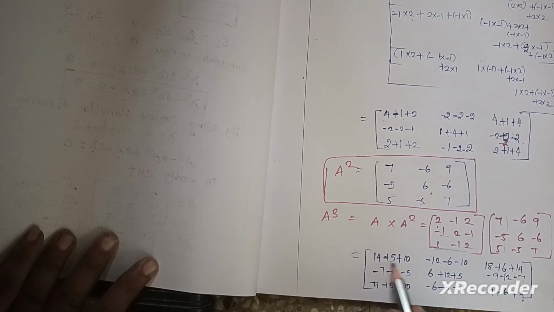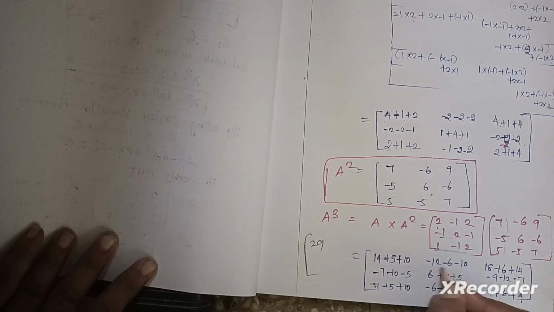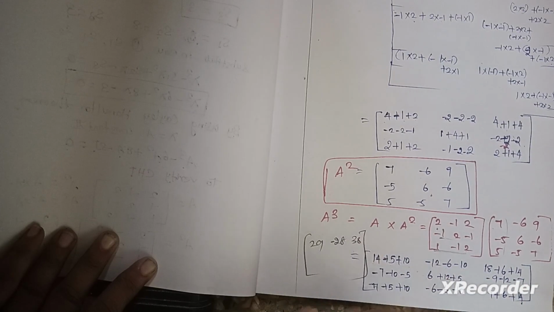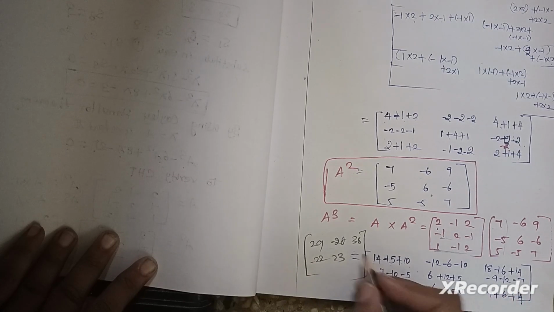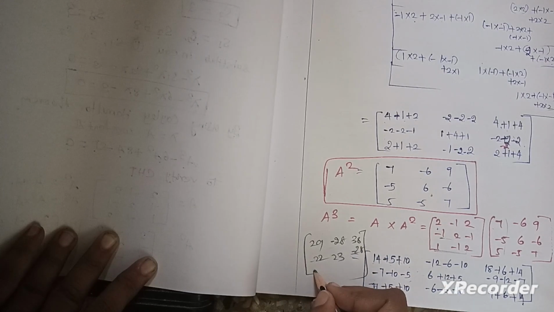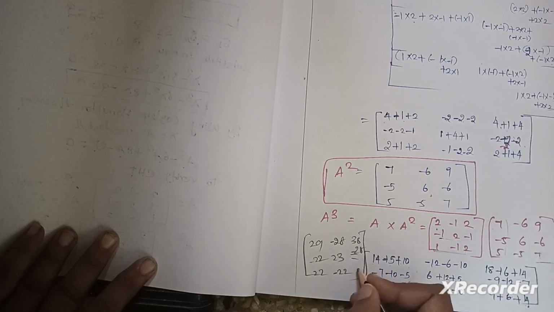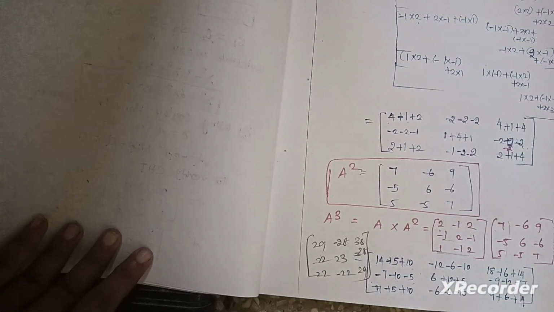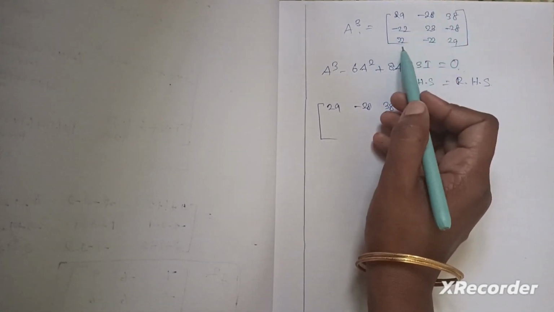On this page we get: 14 plus 5 plus 10 is 29, minus 15, minus 12 minus 6 minus 10 is minus 28. Next 18 plus 6 plus 14 is 38. Next minus 7 minus 10 minus 5 is minus 22. Next 6 plus 12 plus 5 is 23. Next minus 5 minus 9 minus 12 is minus 28. Next 22. So this is the same answer, minus 22, plus 22. Minus 6 minus 6 minus 1 is minus 22, 29. So A cube is 29 minus 28 38, minus 28 23, minus 28 22, minus 22 29.